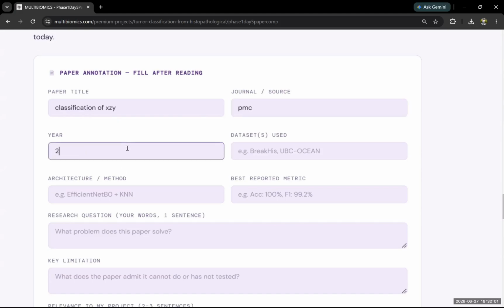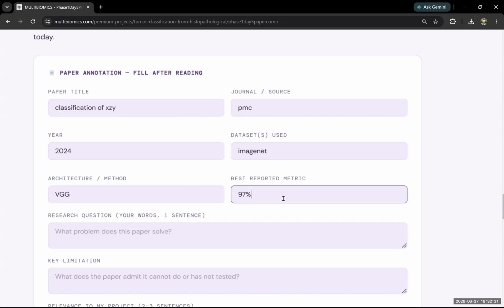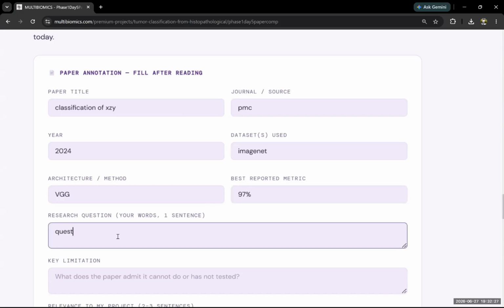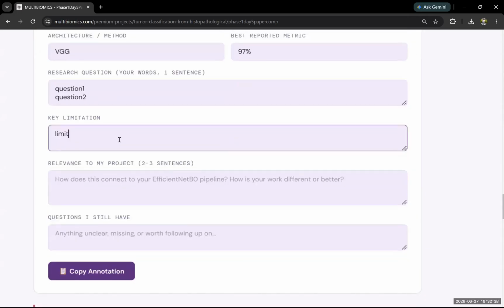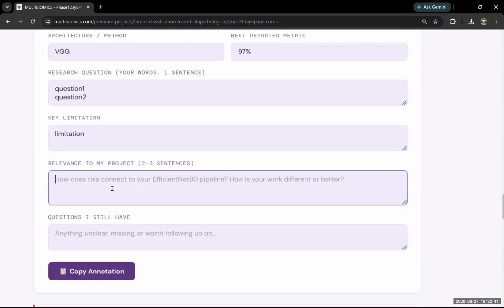Here you are citing a 2024 paper. What data set did they use? They used, for example, the ImageNet data set. What architecture did they use? This paper used VGG architecture. What was the best result that they got? They got 97% accuracy. Whatever research question you have in your mind, question one, question two, you can write. What limitations you have got in that paper, that you can write over here.